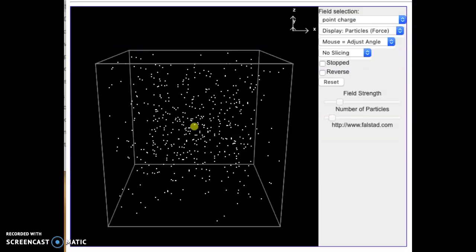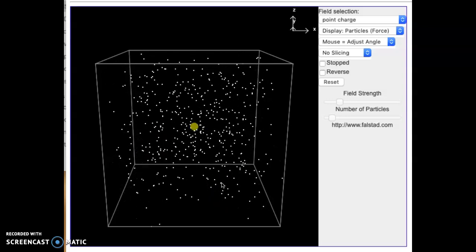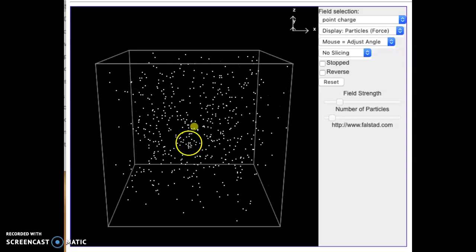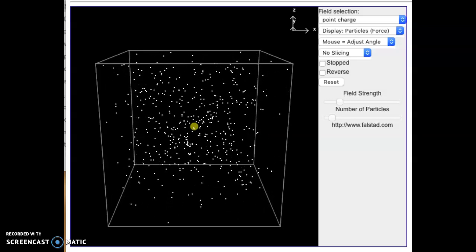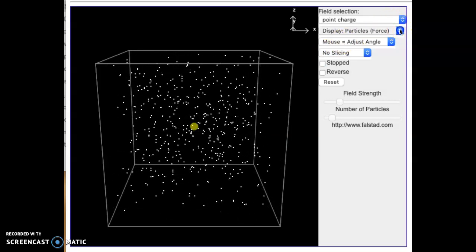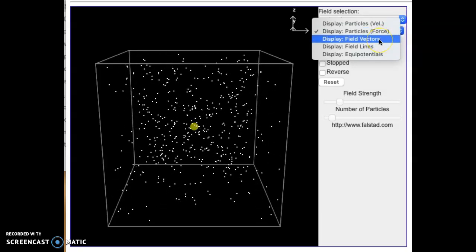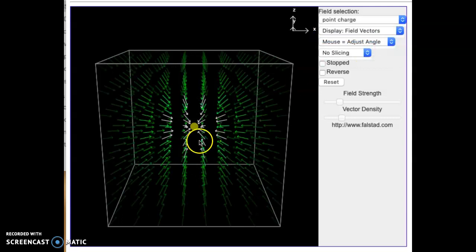Okay, so here's a charge, and all these little dots are positive test charges showing you which way a charge would go and how much force is on it. You can see there's more force when it gets closer because it's going faster. And another way to look at this is to display the actual vectors, force vectors. And you can see the direction of the force.